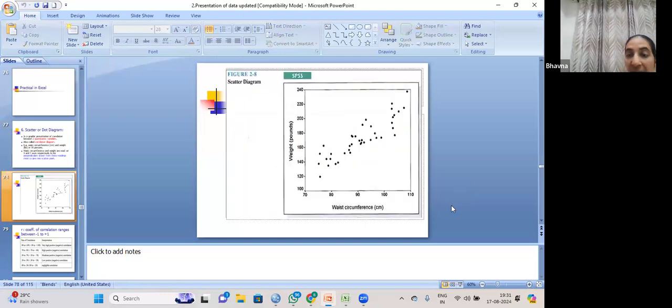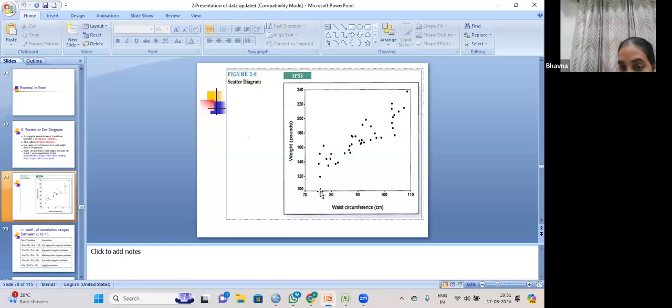Okay. Look at this diagram. This is a scatter diagram or a dot diagram representing waist circumference on the x-axis and the weight in pounds on the y-axis. Now, where does each point come from? Each point is made by drawing perpendiculars.